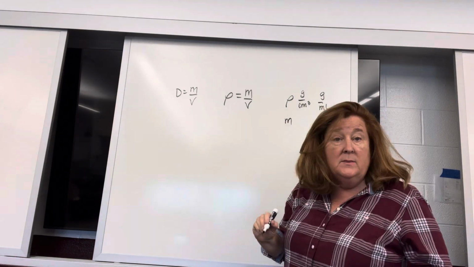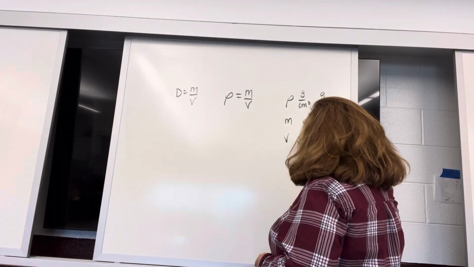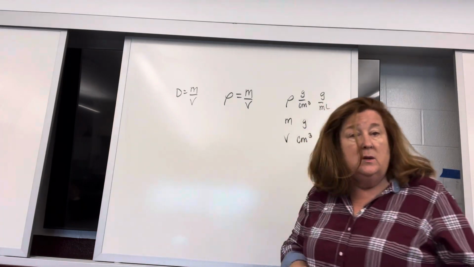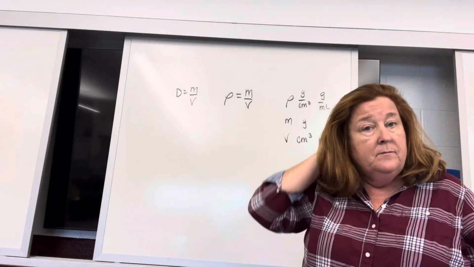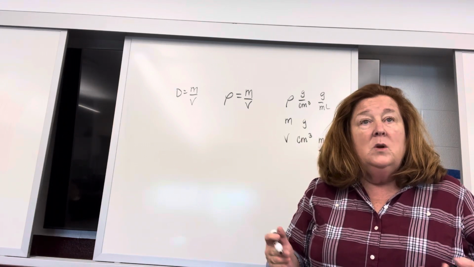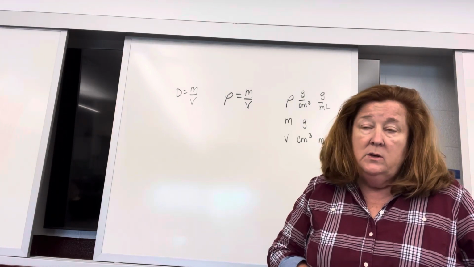Mass, that's what the M stands for, is going to be measured in grams, and volume is going to be measured in either centimeter cubed or milliliter. And 1 centimeter cubed is equal to a milliliter. And so when you're reading these word problems, you're going to be able to tell which quantity is which by looking at the units. That's one way that you can do this.